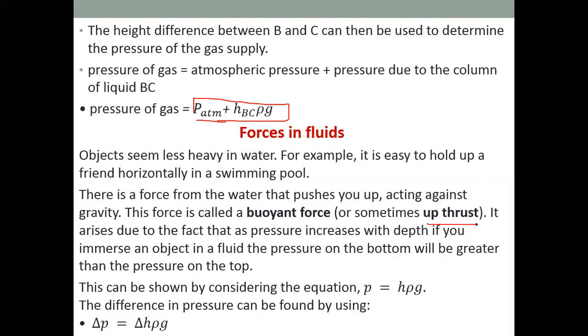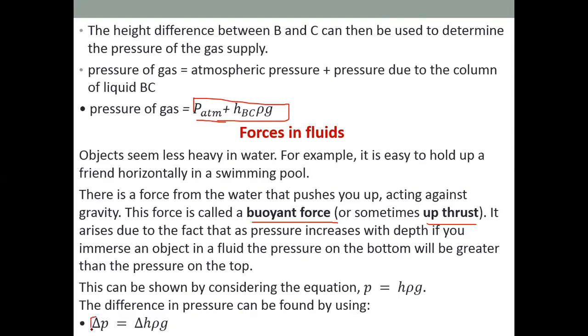Okay, upthrust. When you see upthrust force, you are going to say that this is called buoyant force. It arises due to the fact that as pressure increases with depth, if you immerse an object in a fluid, the pressure on the bottom will be greater than the pressure on the top. So we are going to use the formula: the difference in height times density times gravity is equal to the change in pressure. This delta shows the change in pressure, so the difference in pressure can be found by using this formula.